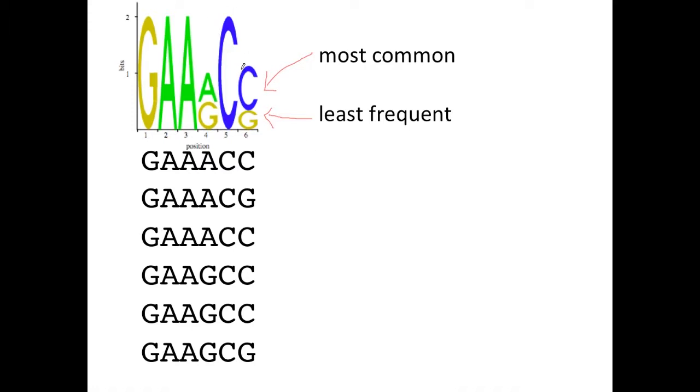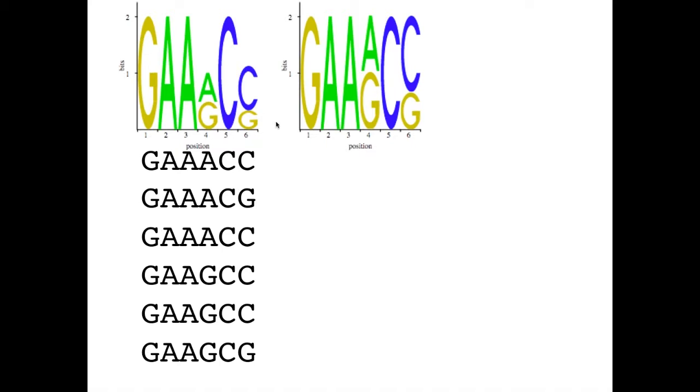Note that these logos give letters different heights, depending on how important they are for the binding of the transcription factor. The height of the letters is kind of proportional to the number of times that particular letter is found at that particular position in the known binding sites. But it's not simply proportional. If it were simply proportional, the logo would look like this on the right here, where the total height at each position is the same.